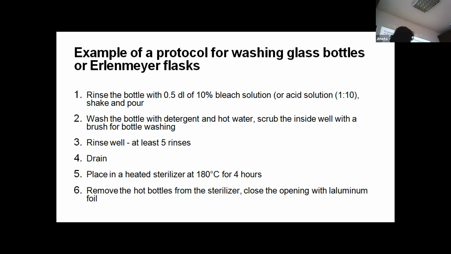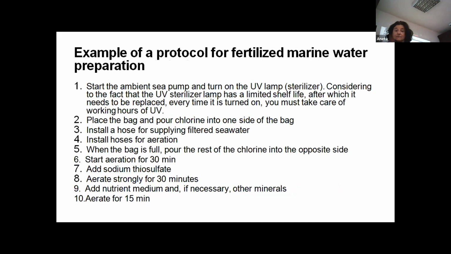So if it is just storage, it was disinfected, but in the air you have something. You can have HEPA filters, or I don't know, in your room, but still there it is possible. Open the window, open the door, and something will come from the air, and we will have contamination from the start. So then, an example of a protocol for fertilized marine water preparation, how to prepare it, and this is what I told about the UV lamp.